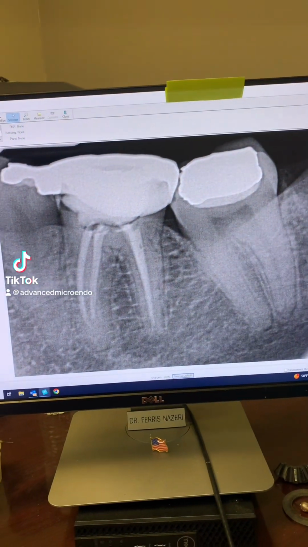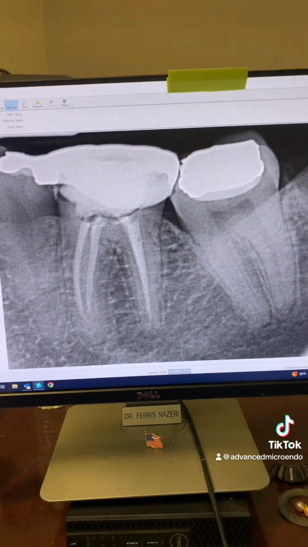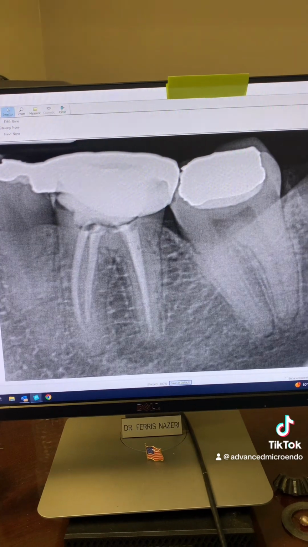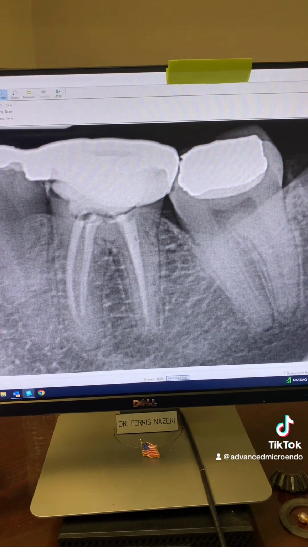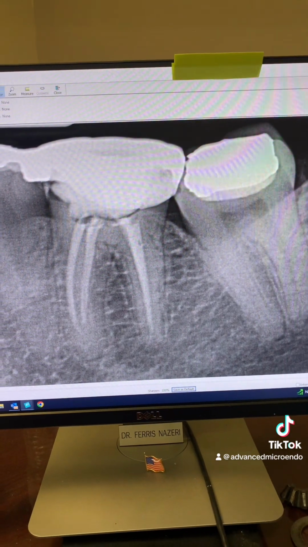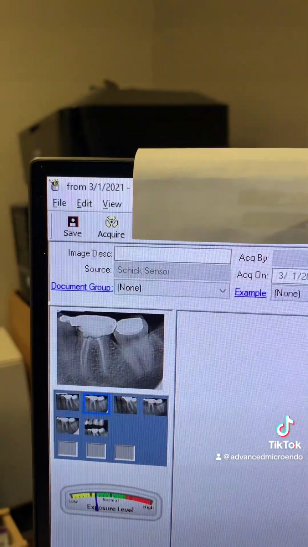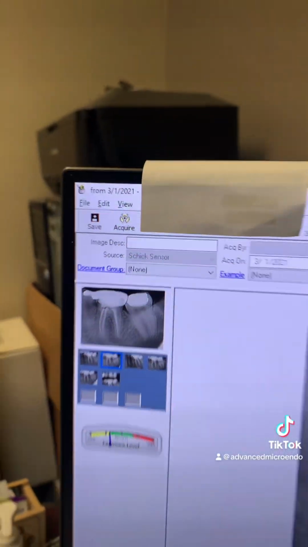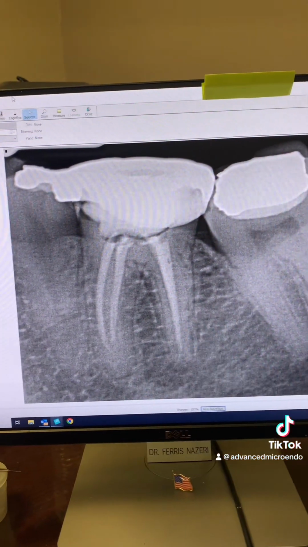This patient was referred to me for evaluation of tooth number 19. According to the patient, the root canal was done originally in Afghanistan a few years ago. Prior to when I saw her on 3/1/2021, as you can see. So over 2 years, 7 or 8 months ago, when I saw her. The root canal was originally done in Afghanistan.